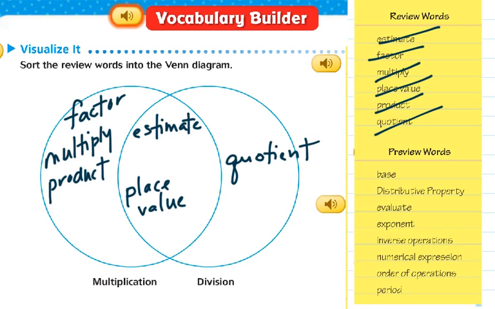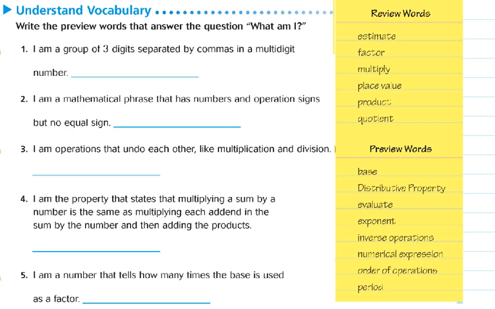So what we're going to do is we're going to continue on in our vocabulary builder, and we're going to be using our preview words to help us complete the understanding vocabulary part 2. So our preview words, which we're going to use, are base, distributive property, evaluate, exponent, inverse operations, numerical expression, order of operations, period. So let's start with the understand vocabulary. Write the preview words that answer the question, what am I?